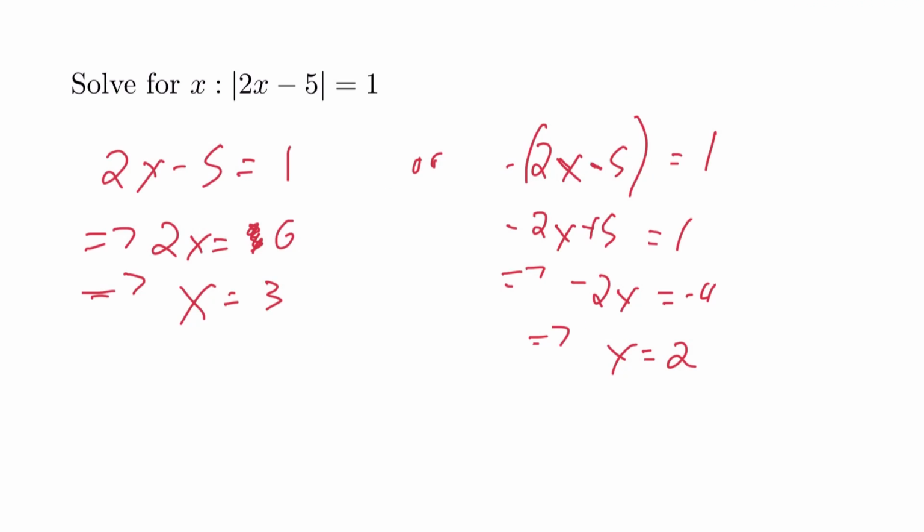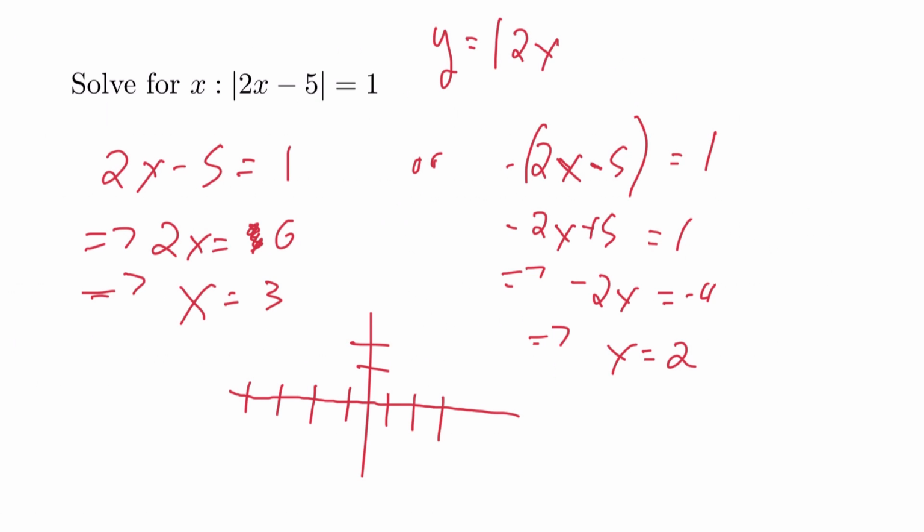So I check this. If I plug in 3 into the left-hand side, I get absolute value 6 minus 5, so 1. If I plug in 2, I get absolute value 4 minus 5, so absolute value of negative 1, which is also 1. Okay, so we can try to sketch a picture here to see what's going on. So I'll plot y equals absolute value 2x minus 5.